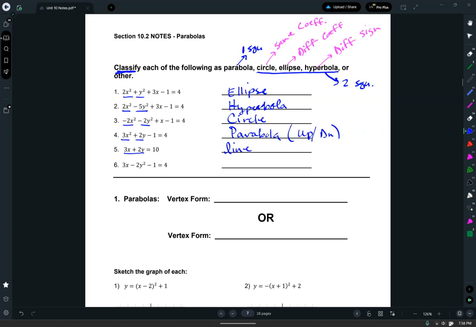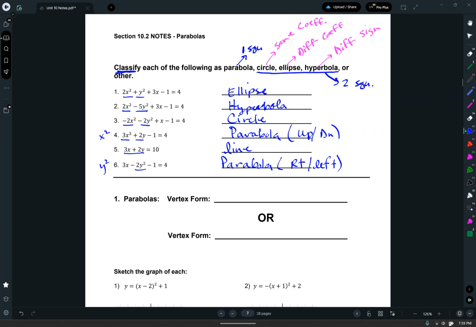And then look at number 6. Yes, there's only one squared term, so I do know it's a parabola. But notice the difference between that one and number 4. On number 6, it was the y that was squared. On number 4, it was the x that's squared. So that means this is a parabola, but this one's going to open either right or left. And that's what we're going to get into at the end of this section.